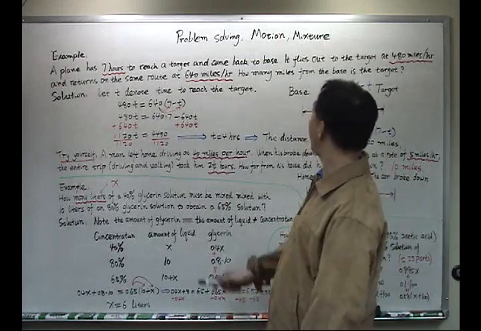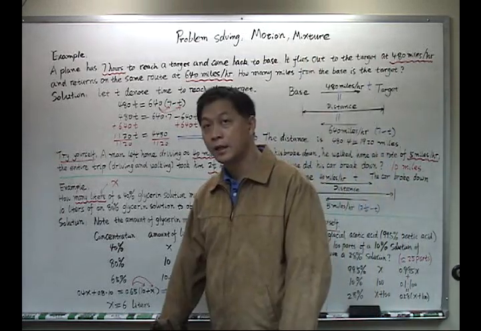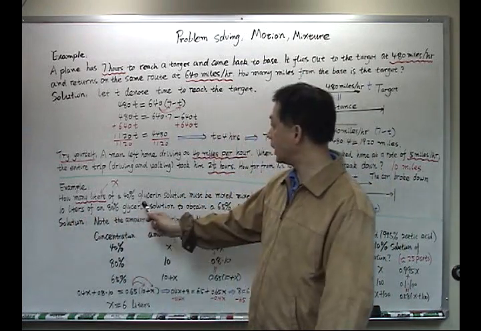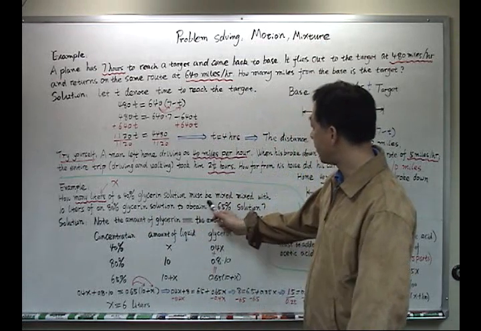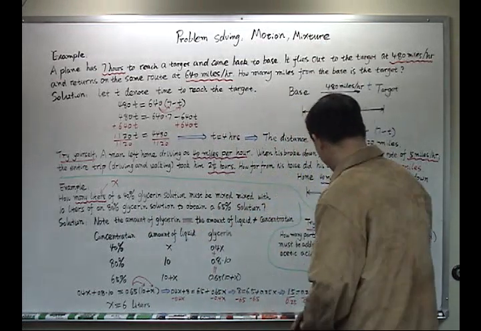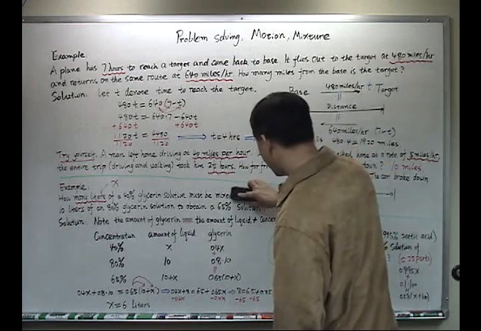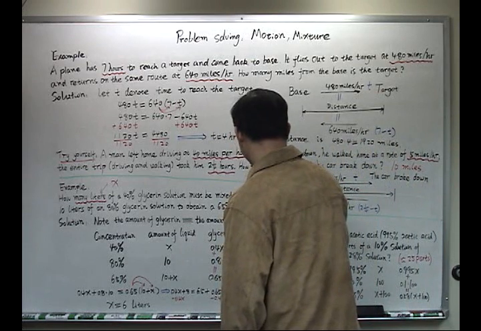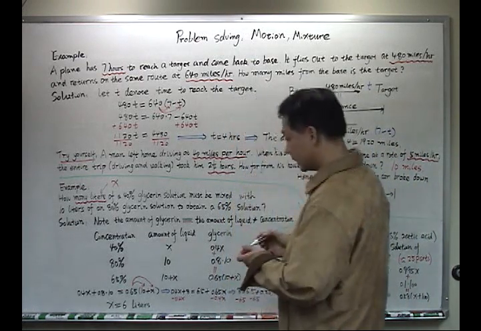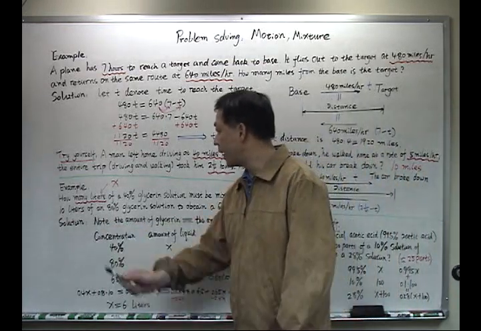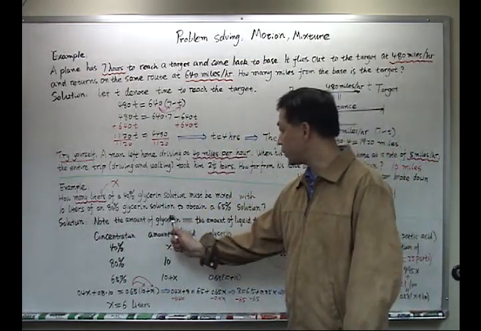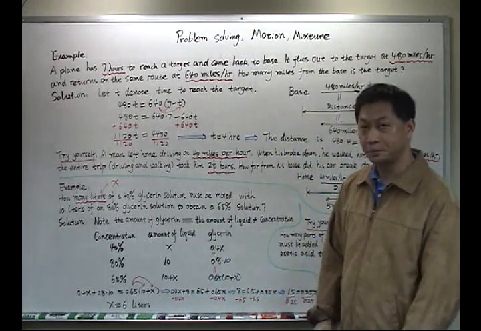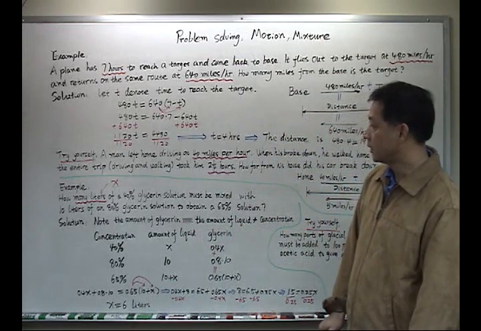Now, let's look at the mixture problem. This problem says: how many liters of a 40% glycerin solution must be mixed with 10 liters of 80% glycerin solution to obtain a 65% solution? Now, let's see.